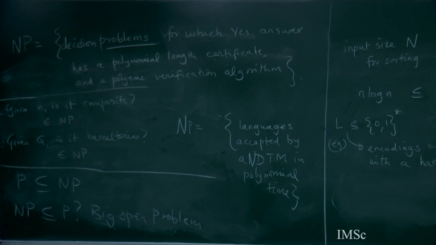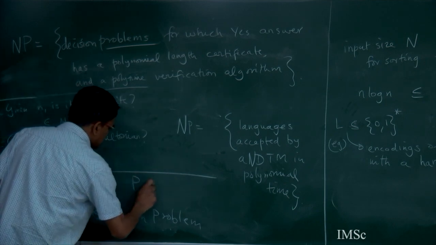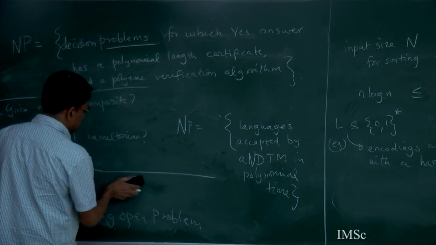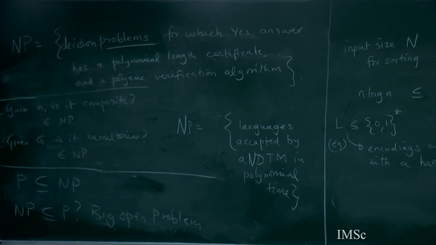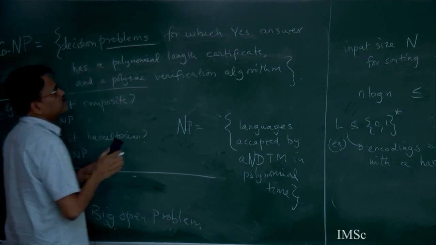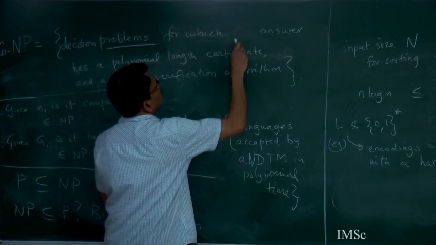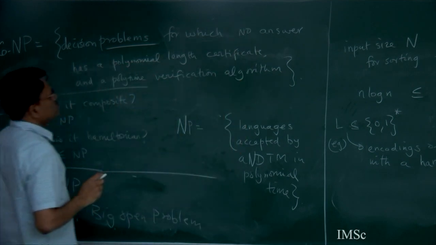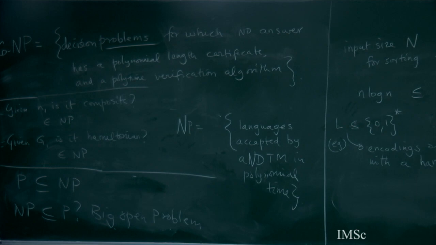Is it also clear that P is contained in, okay, so let me just define, let's define this class co-NP, it's useful anyway. Decision problems for which a no answer has a polynomial length certificate and a polytime verification algorithm.